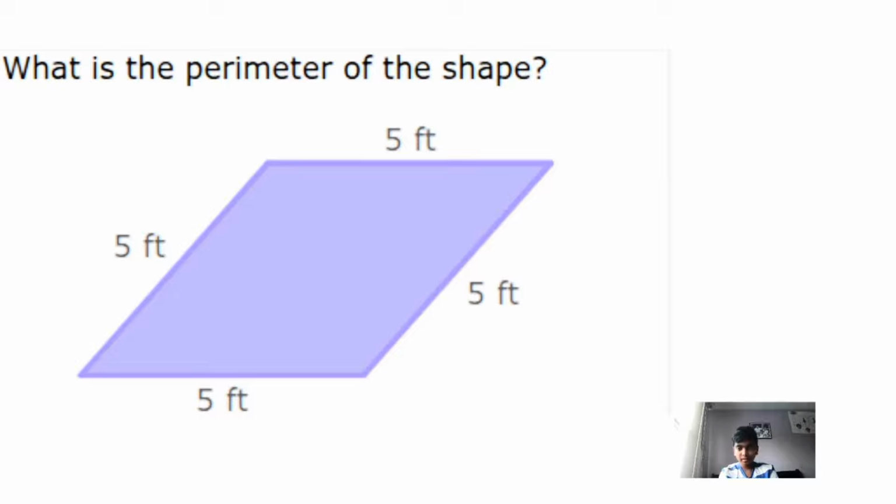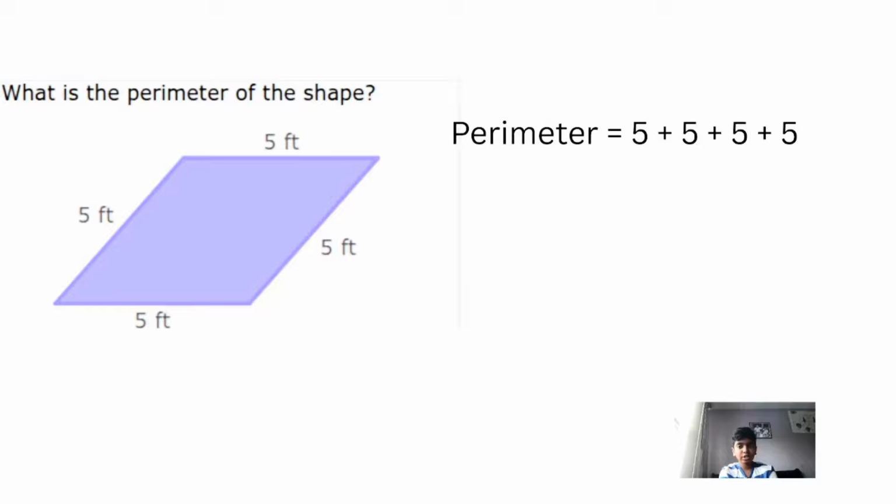Now we have a rhombus. We see that there's 4 sides, and each of the sides is 5 feet. We could use an addition equation to represent it. The addition equation is 5 feet plus 5 feet plus 5 feet plus 5 feet. Now we can create a multiplication equation for this. Since each of the side lengths is 5 feet and we have 4 sides, we can do 5 times 4 to represent the perimeter. So now we're going to solve 5 times 4. 5 times 4 is equal to 20. 20 feet for the units. So the perimeter is 20 feet.